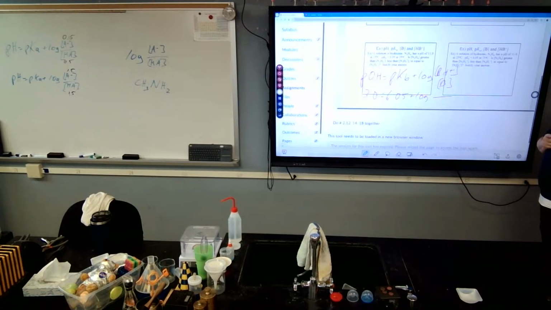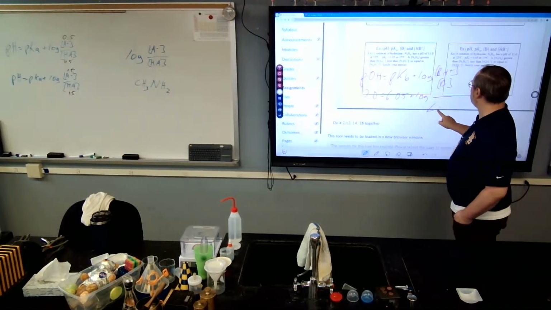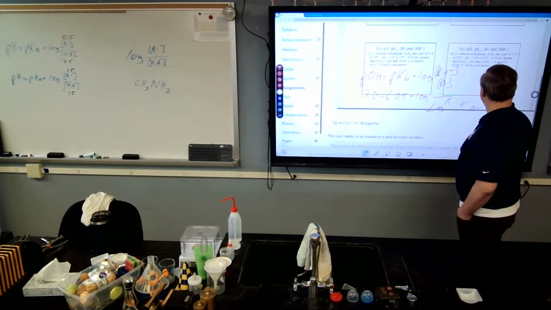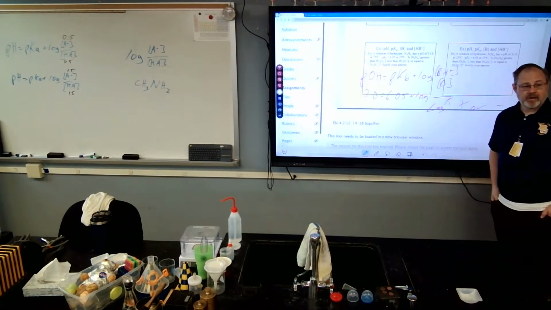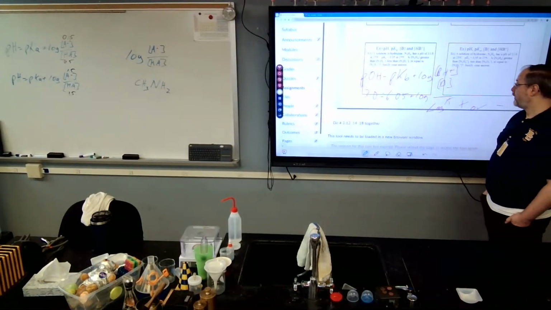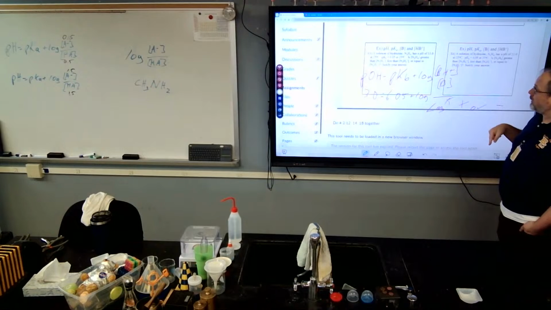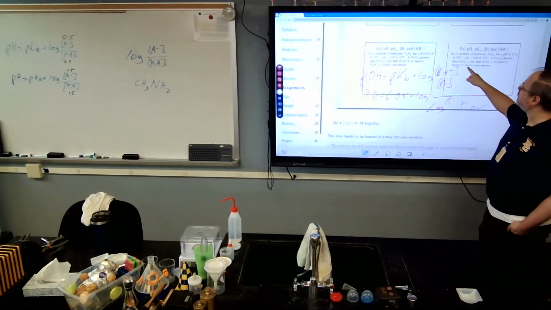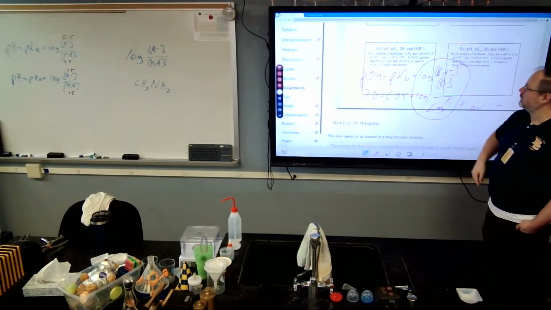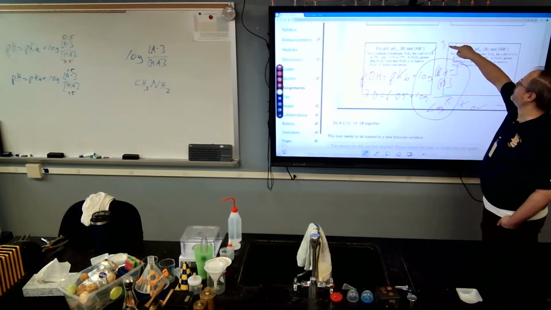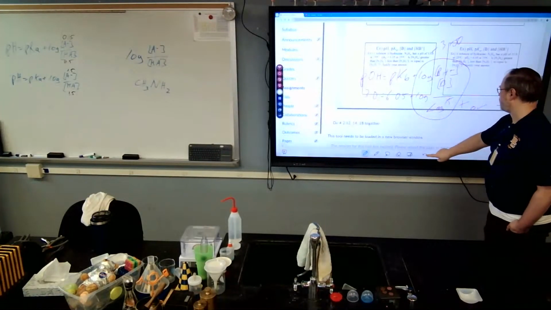Do I need to solve for the actual concentrations? No. I just need to know if my logarithm of that ratio is positive or negative. If it's positive, then the numerator is bigger. If it's negative, the denominator is bigger. What is the value of this whole thing? It's negative 3.05.